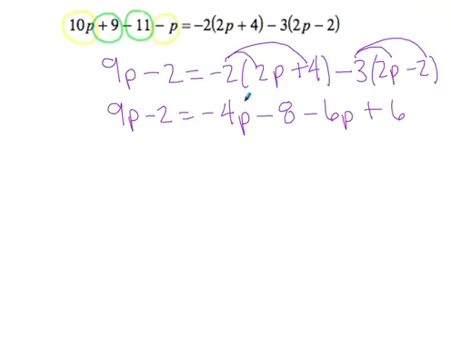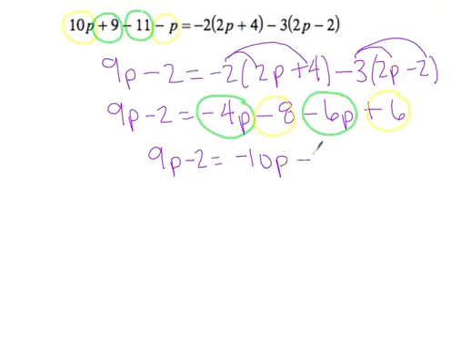On the right side, I can combine my negative 4p and my negative 6p, and also my negative 8 and my positive 6. My left side stays. My right side would turn into negative 10p minus 2. That was all of step 1.